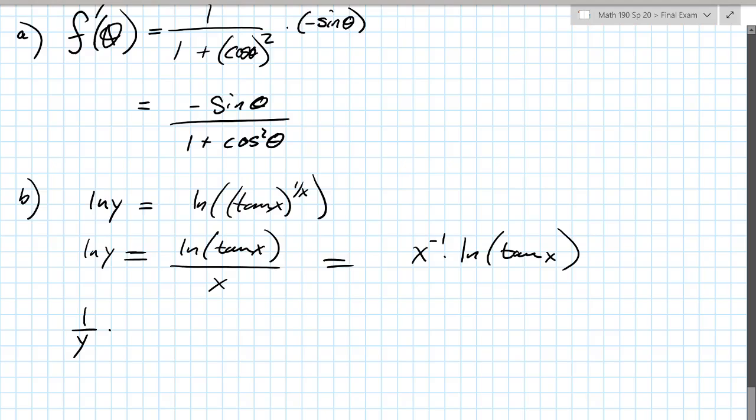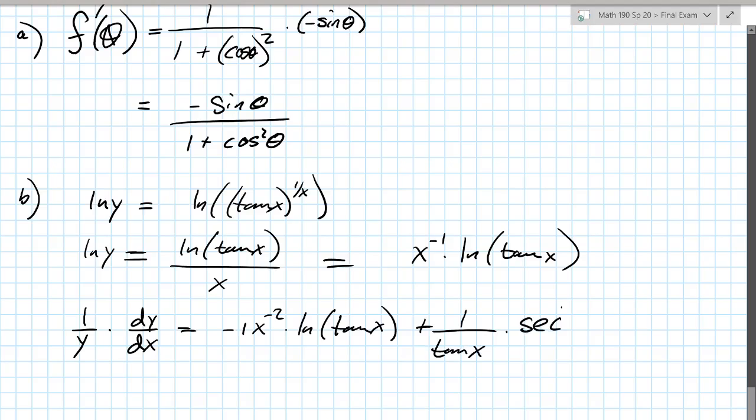Derivative of the ln of y, we have to use the chain rule, so it's 1 over y times the inside derivative, dy dx, equals derivative of the first times the second plus the derivative of the second, chain rule, times the first. Now, the question was find the derivative. So the derivative is dy dx.